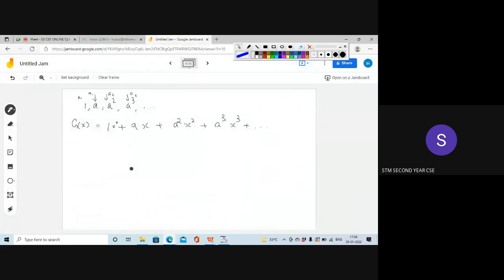a0 plus a1x plus a2x square, etc. So now, what are we going to do here? How will we solve this? Just like we had studied the multiply shift operation earlier, I'm going to rub off this x raised to 0 since I need to multiply here.